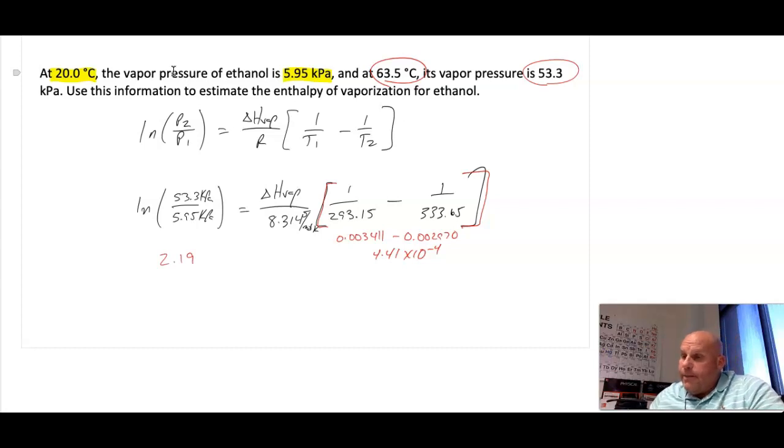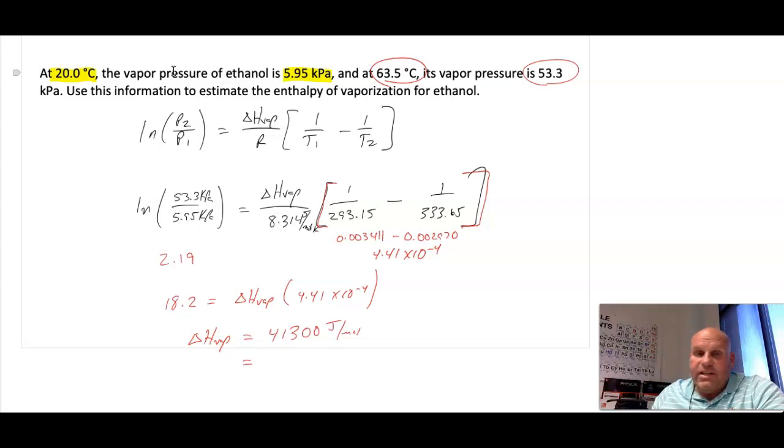Now to solve, I can multiply by the 8.314, and I get 18.2 equals my heat of vaporization times that 4.41 times 10 to the negative fourth value. And so now I can solve for my heat of vaporization. I get 41,300, which would be joules per mole. Obviously, with a number that big, I would typically write it as 41.3 kilojoules per mole. Okay, so we'll have some practice.